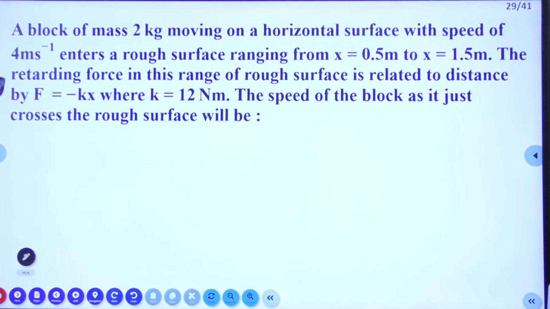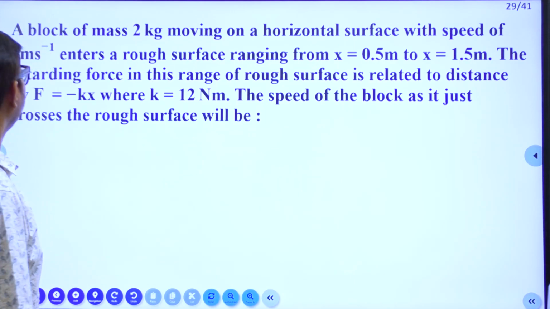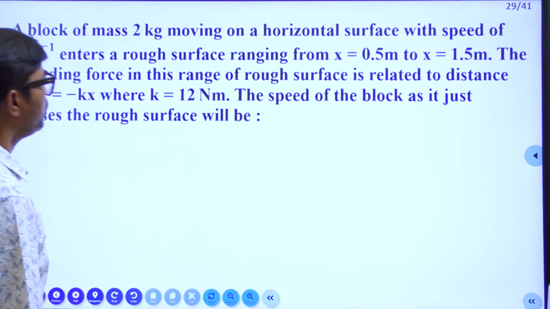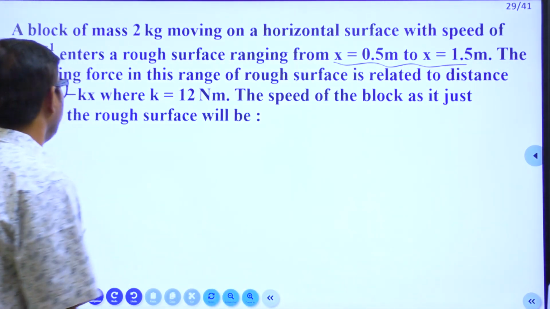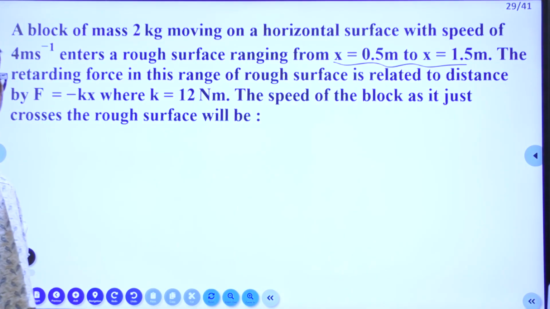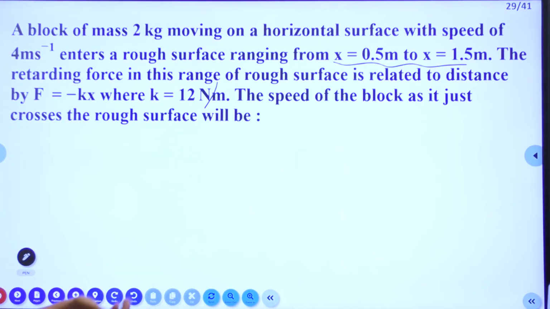Okay, next. A block of mass 2 kg is moving on a horizontal surface with a speed of 4 meters per second and enters a rough surface ranging from x equal to 0.5 to 1.5. The retarding force in this range is given: F equal to minus kx, k is given as 12 Newton per meter. Find the speed of the block just as it crosses the rough surface.